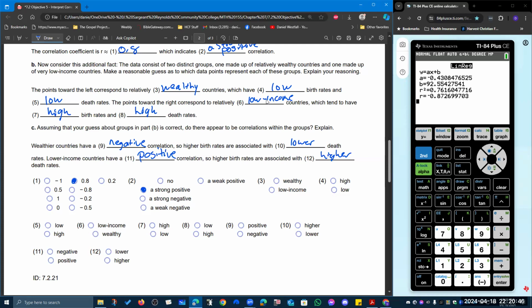Let me just fill in the blanks here. So blank 3 was wealthy, 4 was low, blank 5 was low, blank 6 was low income, 7 was high, 8 was high, 9 was negative, 10 was lower, and then this is positive and higher.